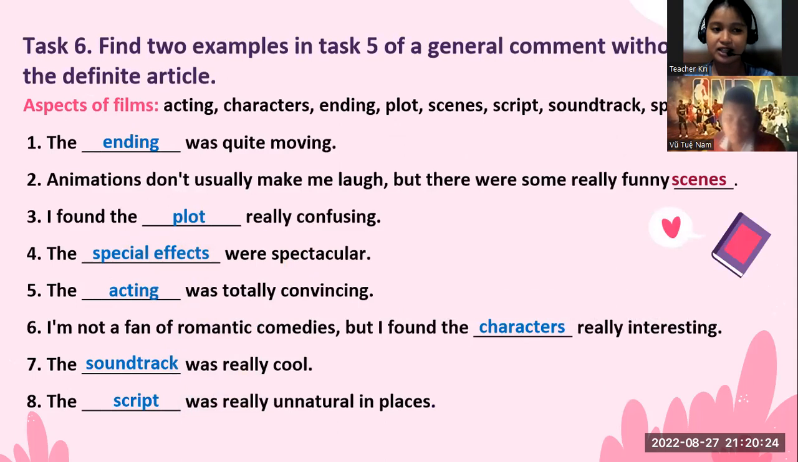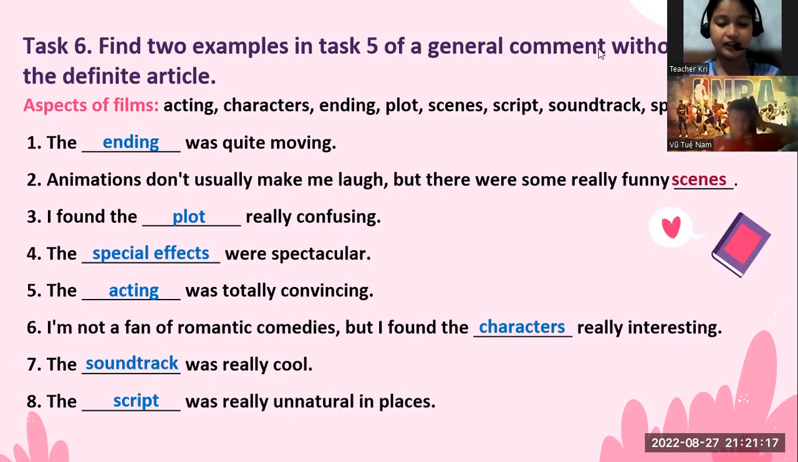Now this time, let's have task number 6. So, task number 6, find two examples in task 5 of a general comment without the definite article. Okay, can you find it? So what number are those? What number says a general comment without the definite article? Okay, can you see it? Which sentence? Yeah, I see it. Okay, so what sentence?